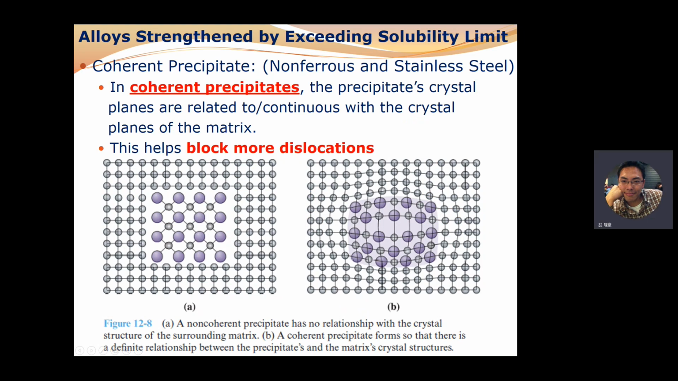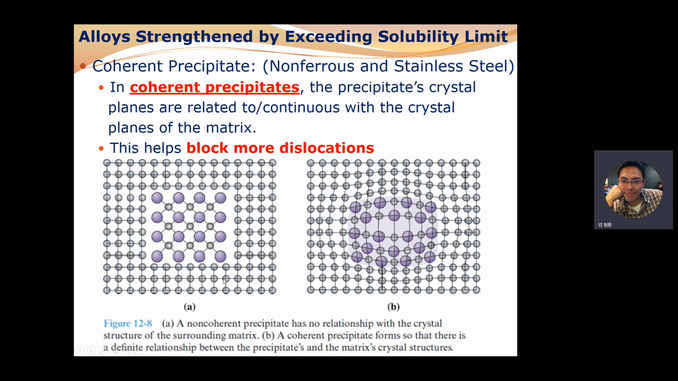Okay, so alloy strength by exceeding solubility limits. Coherent precipitate, especially for non-ferrous and stainless steel. In coherent precipitates, the precipitate's crystal planes are related or continuous with the crystal plane of the matrix. This helps block more dislocation.